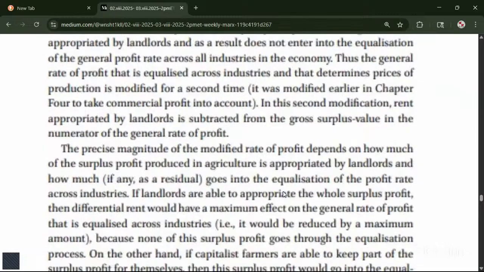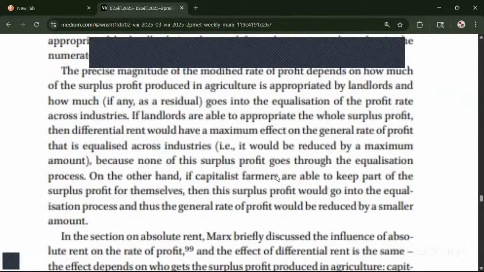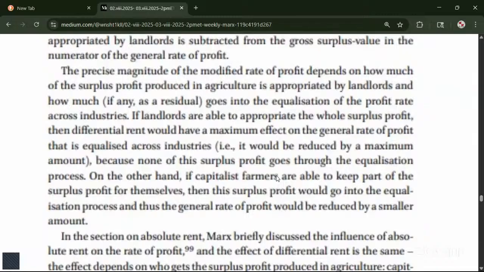Now, the precise magnitude of the modified rate of profit depends on how much of the surplus profit produced in agriculture is appropriated by landlords and how much, if any, as a residual, goes into the equalization of the profit rate across industries. If landlords are able to appropriate the whole surplus profit, then differential rent would have a maximum effect on the general rate of profit that is equalized across industries, i.e., it would be reduced by a maximum amount because none of this surplus profit goes through the equalization process. On the other hand, if capitalist farmers are able to keep part of the surplus profit for themselves, then this surplus profit would go to the equalization process, and thus the general rate of profit would be reduced by a smaller amount.